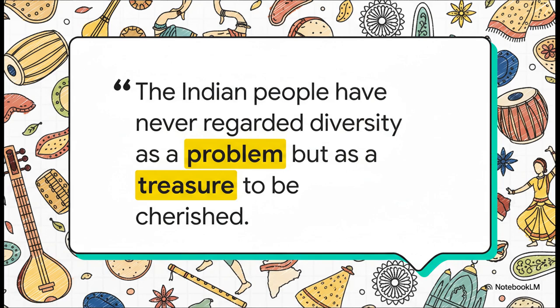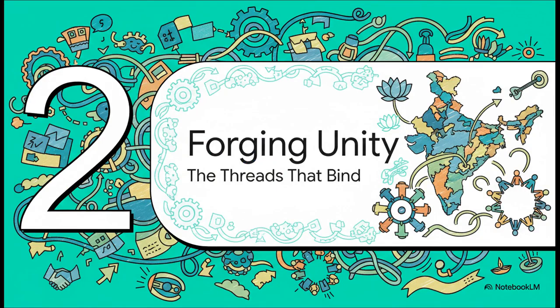Well, this quote from our source really gets to the heart of it. The perspective for a long time has been that all this variety isn't a problem. It's a strength. It's a treasure. And that idea is the perfect bridge to our next section. So how does this unity actually happen? What are the invisible threads holding this whole tapestry together?